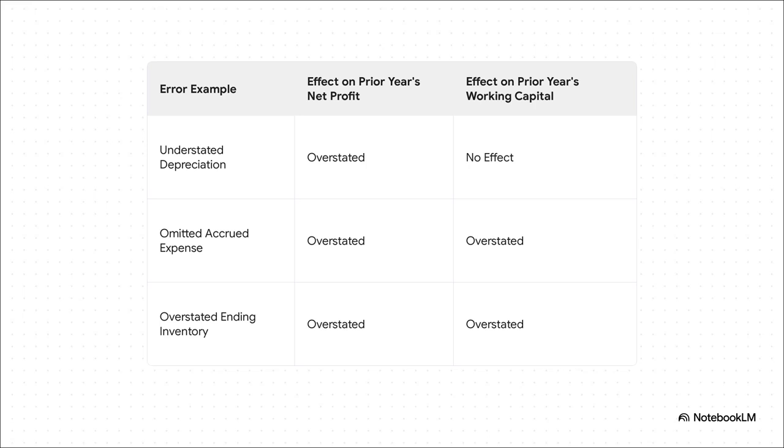Let's walk through it. So, if you understated depreciation, your expenses were too low, which means your net profit was overstated. Simple enough. But depreciation is a non-cash expense, so it actually has no effect on working capital. See the nuance? Now, let's say you forgot an accrued expense. Your profit is overstated and your current liabilities are understated, which means your working capital is also overstated. Understanding these cause and effect chains is absolutely crucial.